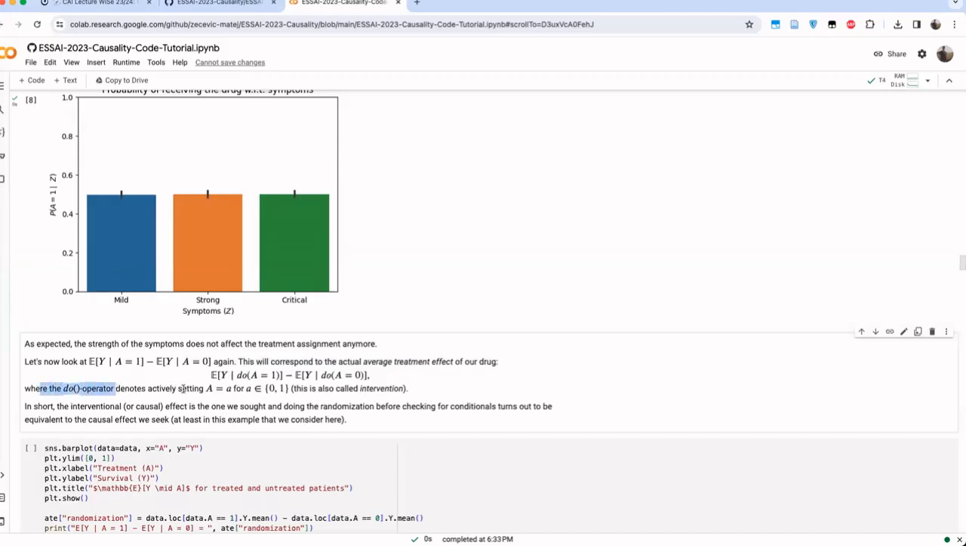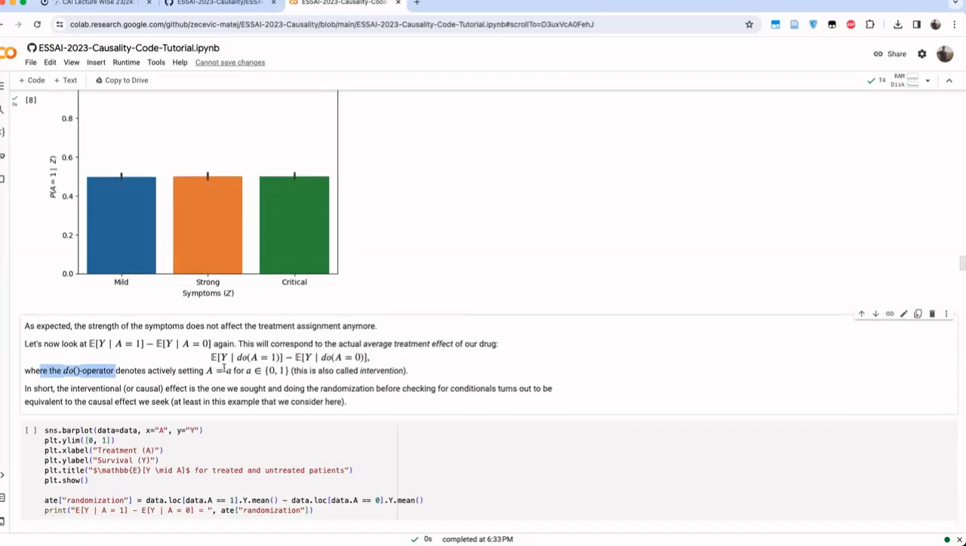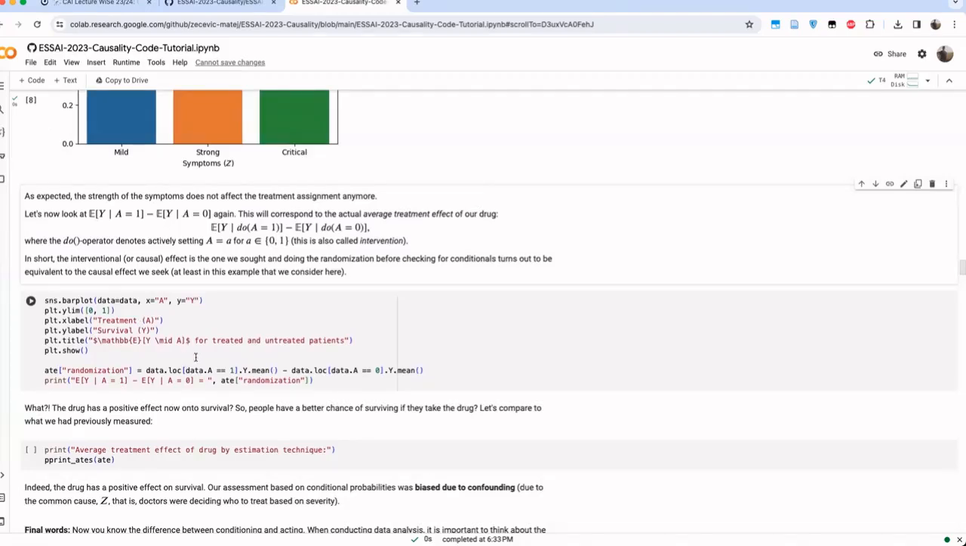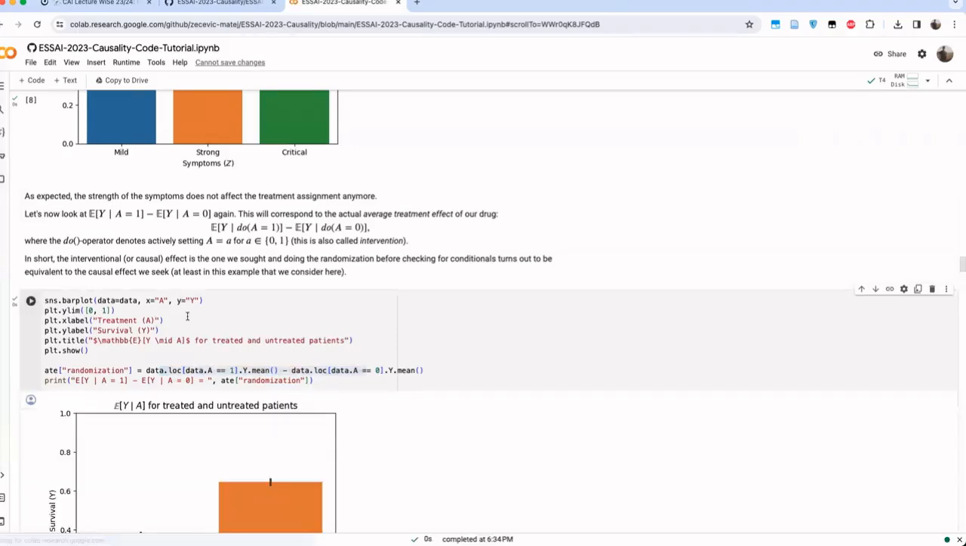Here, the do operator, as we've seen before, would just mean that we are actively setting A to some value, and that would be called an intervention. And we can say that we had interventions here by randomization, essentially. So we just decided 50-50 whether to put A to 1 or 0. So now what we can do is really look in the same way as before. We don't even have to change the code. That's the cool part. But given that the data is now different, we have experimental data, essentially. We actually get the causal effect.